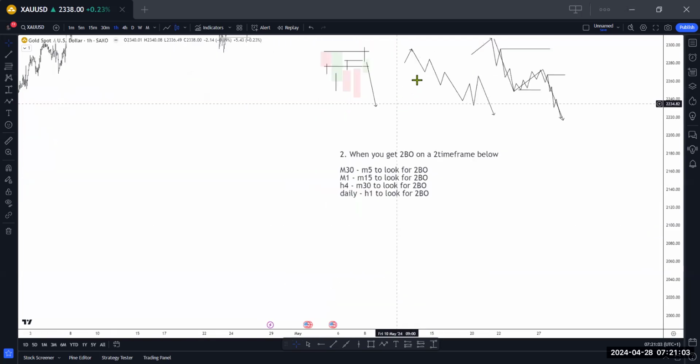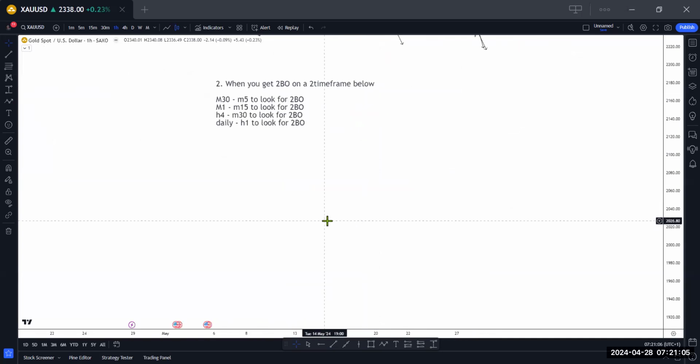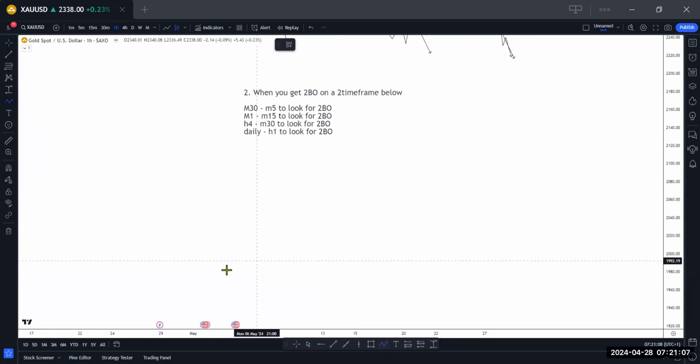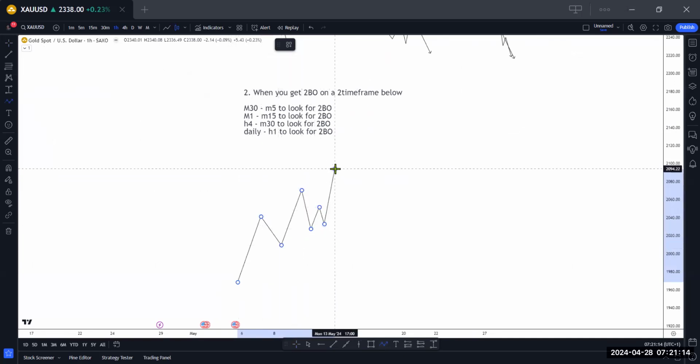And the two-time breakouts really means we are looking for breakouts from an SNR level. So for example, when you go two time frames below, this is the kind of breakout you're looking for. So where would the first breakout be? When price takes this low, that's the first breakout. The second breakout is when price takes the second SNR level.